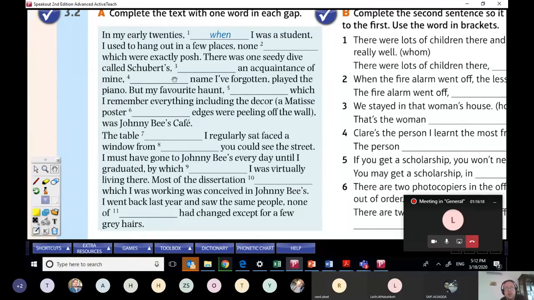Okay, who wants to keep going? What is three, sorry? Three is where? Can I? Yes, Hamza. Okay. "But my favorite haunt in which I remember..." what? In which I remember, let's see, that's a tricky one. I would probably say where I remember everything. So maybe at which? About which. Okay. About which I remember everything including the decor. So when they say about which, what they're really saying is I remember everything about this favorite place. Okay, it included a Matisse poster.